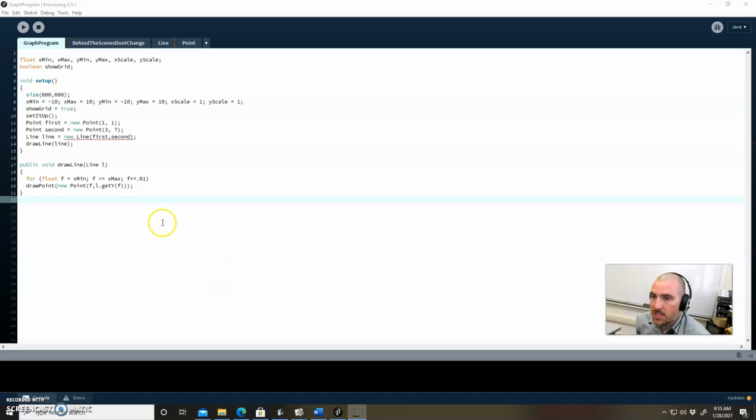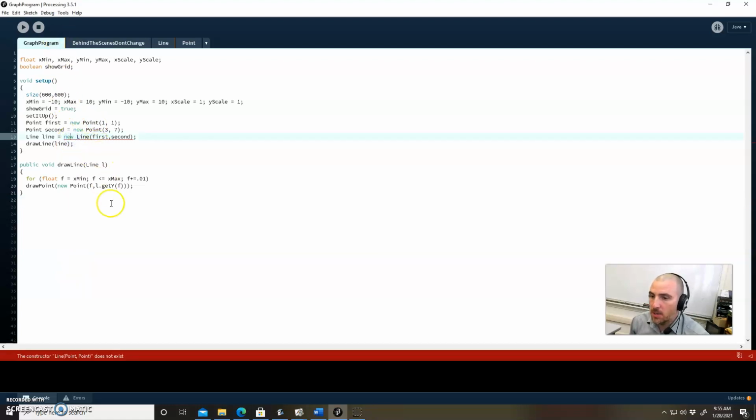Okay, in assignment 6, I've copied the code into the graph program, and you can see the error message I'm getting is that we don't know how to create a line object with 2 points as the parameter. So I'm passing first and second here. I want to create that line and then draw it. So that's what we don't have.